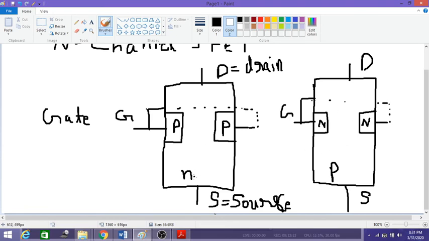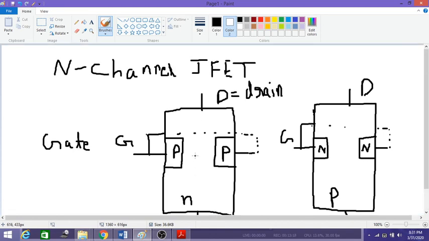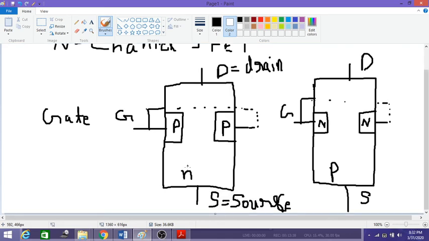Why we call this a channel? Because the same material. So one more difference I forgot to tell you when we were comparing the BJT and JFET. One of the major differences between FET and BJT is BJT we call a bipolar junction transistor, and FET we call a unipolar junction transistor, because here only one type of charge carrier will contribute in the flow of current, whereas in BJT both electrons and holes are contributing in the flow of current.